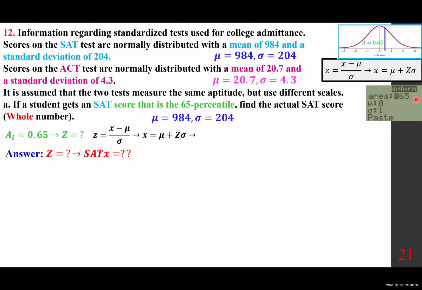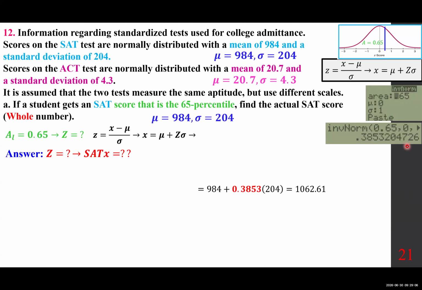So if you go with technology, inverse norm, area is 0.65, mu is 0, sigma is 1, and we end up with this number. And you really want to use a lot of decimals here. So what I did, I went with 4 decimals. And in this case, because we are going to round it to the whole number, it wouldn't make that much of a difference. So 1062, and because of this, 1063, that's the answer, 1063.